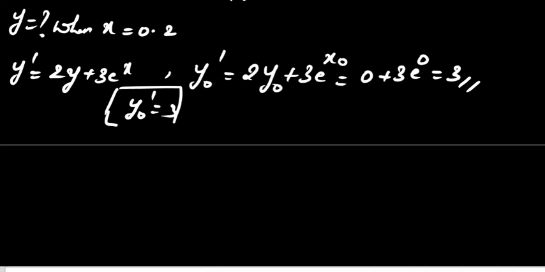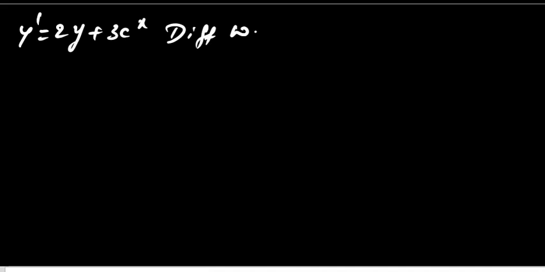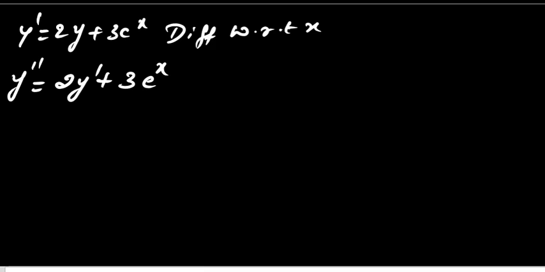Similarly, you need to find y naught double dash. For that, we are supposed to differentiate the given function. So y dash is 2y plus 3e power x. Differentiate with respect to x. On differentiation, y dash becomes y double dash, so it is 2 into y dash, because here we have y and we are differentiating with respect to x, plus 3 is constant, e power x is e power x.